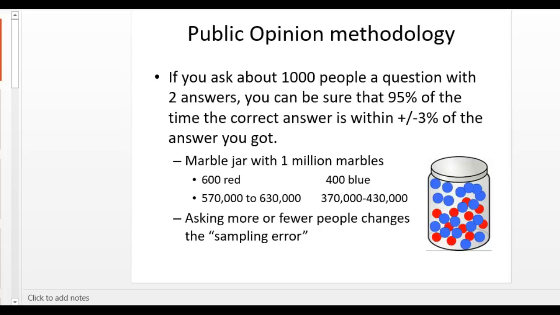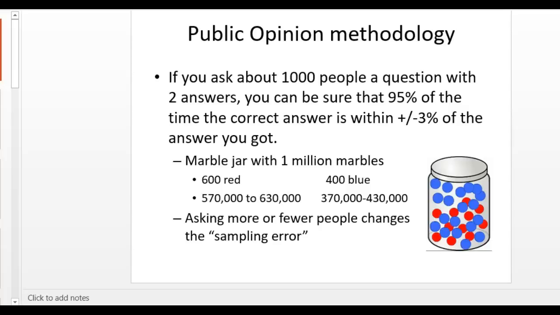This kind of methodology, of course, doesn't tell you precisely how many there are. The only way you can find that is to actually count them all. But that's very time consuming. And so if you don't need to know the precise answer, this is a very good time saver. And you can just imagine how powerful this is. All you have to do is ask 1,000 people, and you can be pretty sure about the correct answer.